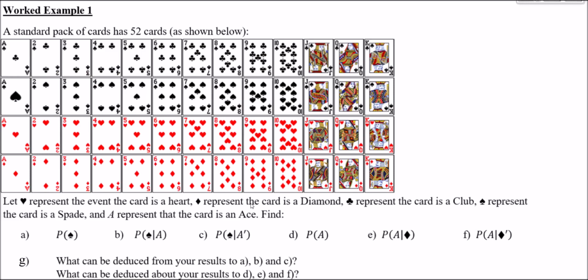So based off this, imagine a card is selected at random. Find the probability that that card is a spade. What's the chance of picking a spade? Well, there's 13 spades to pick from, so that's going to be 13 out of 52. Which I suppose if you wanted to simplify down, you could say that's a quarter. Probability of a spade is a quarter.